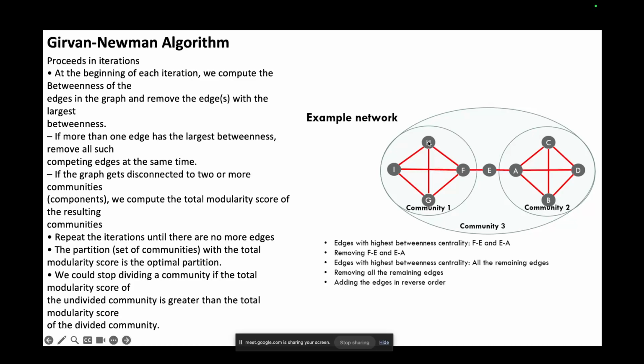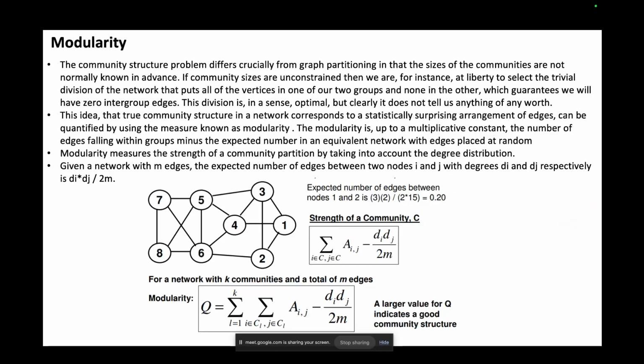Now if you compute the betweenness values of all these four nodes, they will be exactly the same. So there is no point in dividing this particular community. It's the same in this case. So you can stop the iteration there, and you can claim that these are the two communities inside the network. Okay. So I was talking about modularity. Now, how do we define modularity?